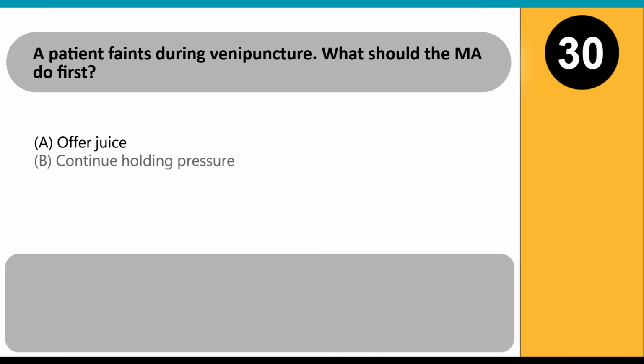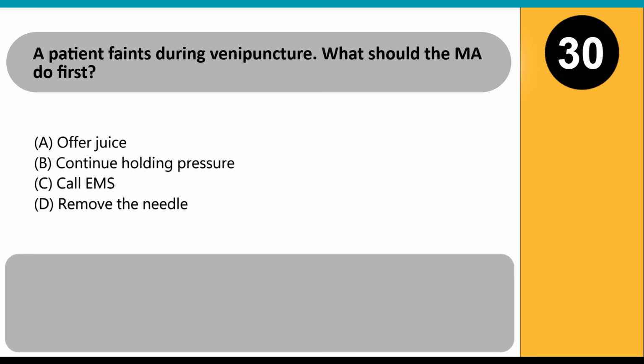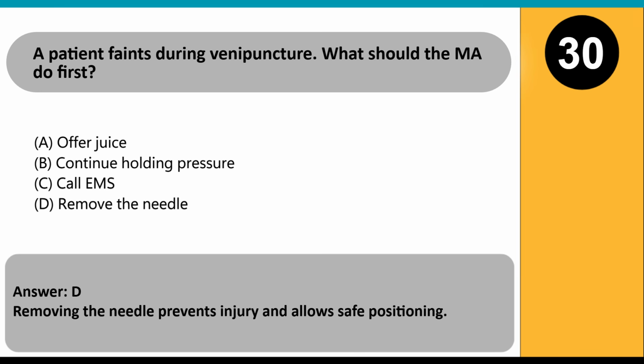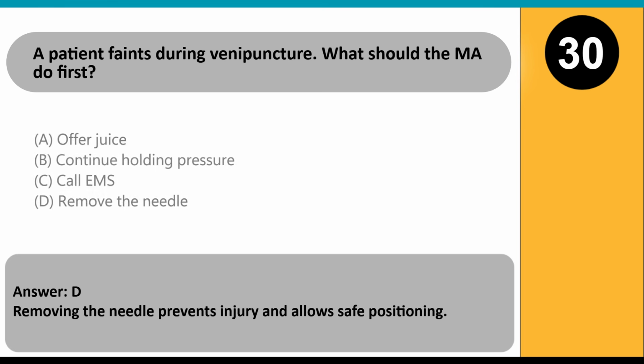A patient faints during venipuncture. What should the MA do first? A. Offer juice. B. Continue holding pressure. C. Call EMS. D. Remove the needle. Answer: D. Removing the needle prevents injury and allows safe positioning.